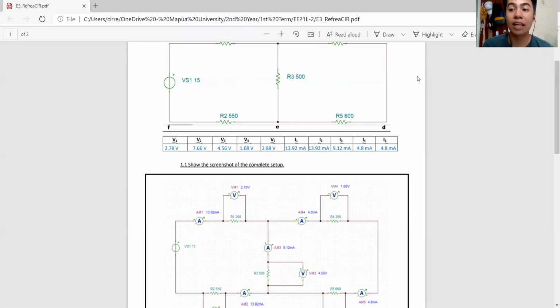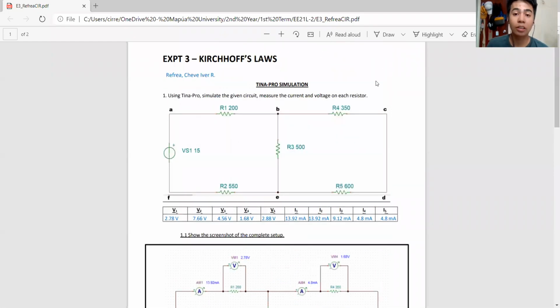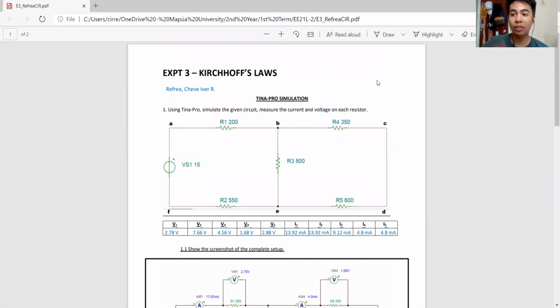So good morning. I am Cheve Iver Refrea of OL116, and here I will be discussing experiment 3, Kirchhoff's law. Before we tackle the lab report for experiment 3, we will first have a brief run through on the background and concepts regarding Kirchhoff's law.